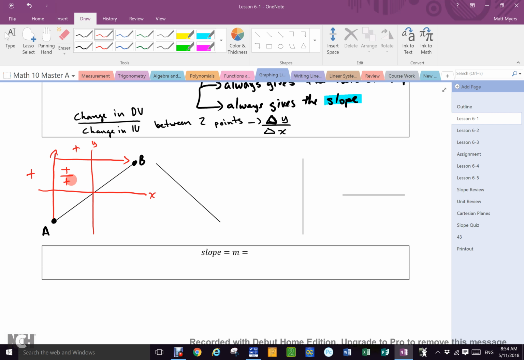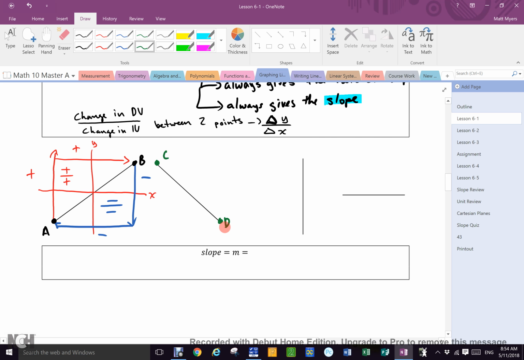Y'all good? What if I reverse my direction when I get there? And I go down here. What's that? Negative. And then I go left. What's that? Negative. So down here, it's negative divided by a negative. 2 signs the same. What's the answer? Positive. So this is always a positive slope. Do you understand? Great. What is happening here when I go from C to D?